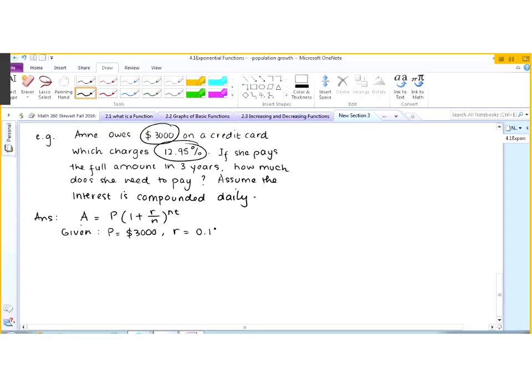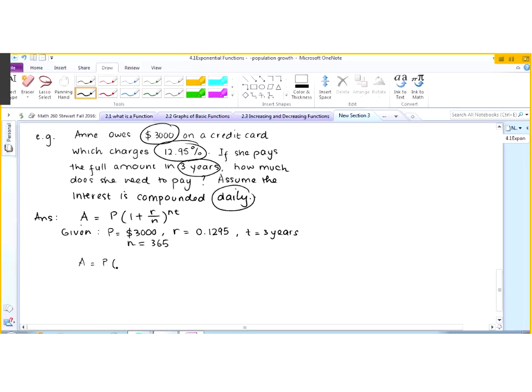Okay, so how do we write it down? 0.1295. Yes. And then what is this 3 years? T is 3 years. And where is my N? Daily. So N is 365. All right. So all math problems you should circle, whenever you see a number, circle it because you know it will be used somewhere in your equation. All right.